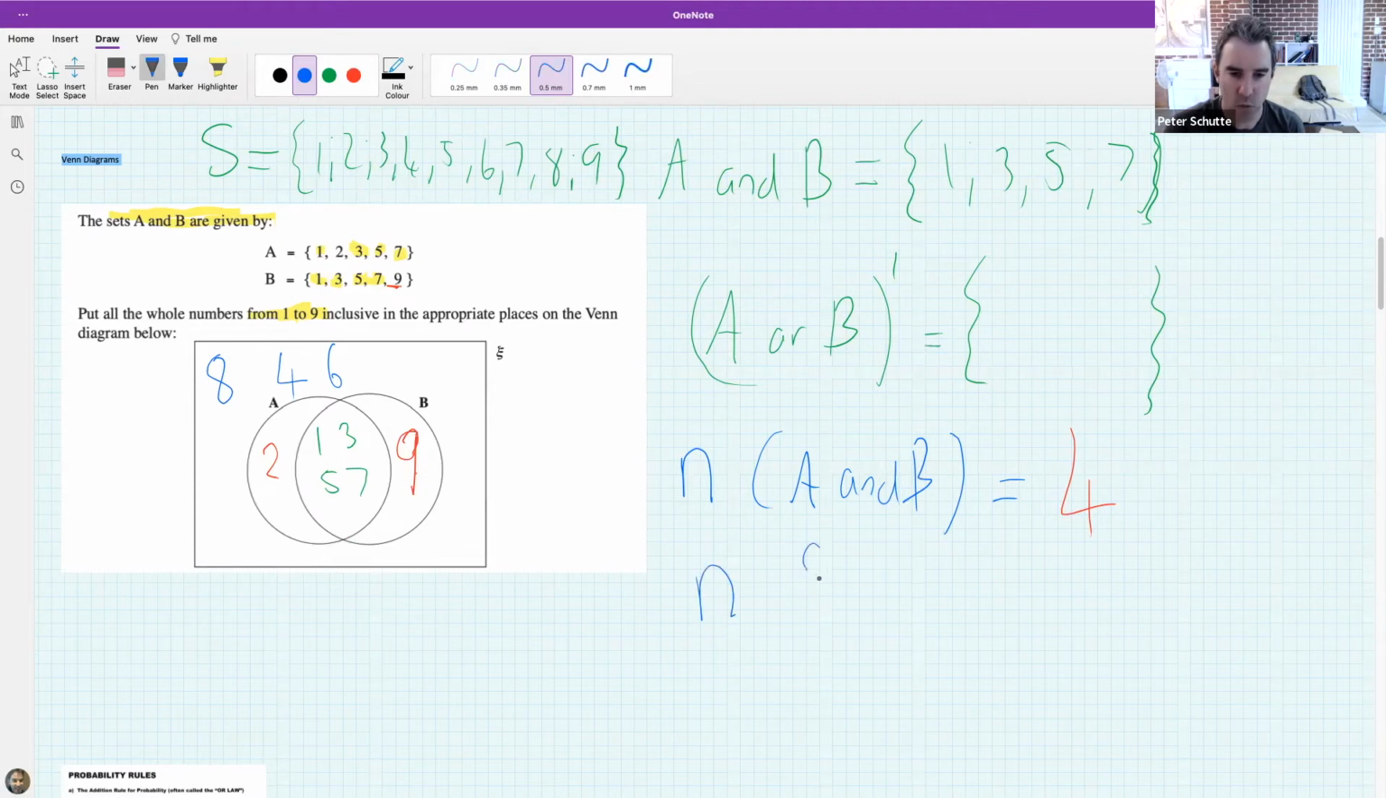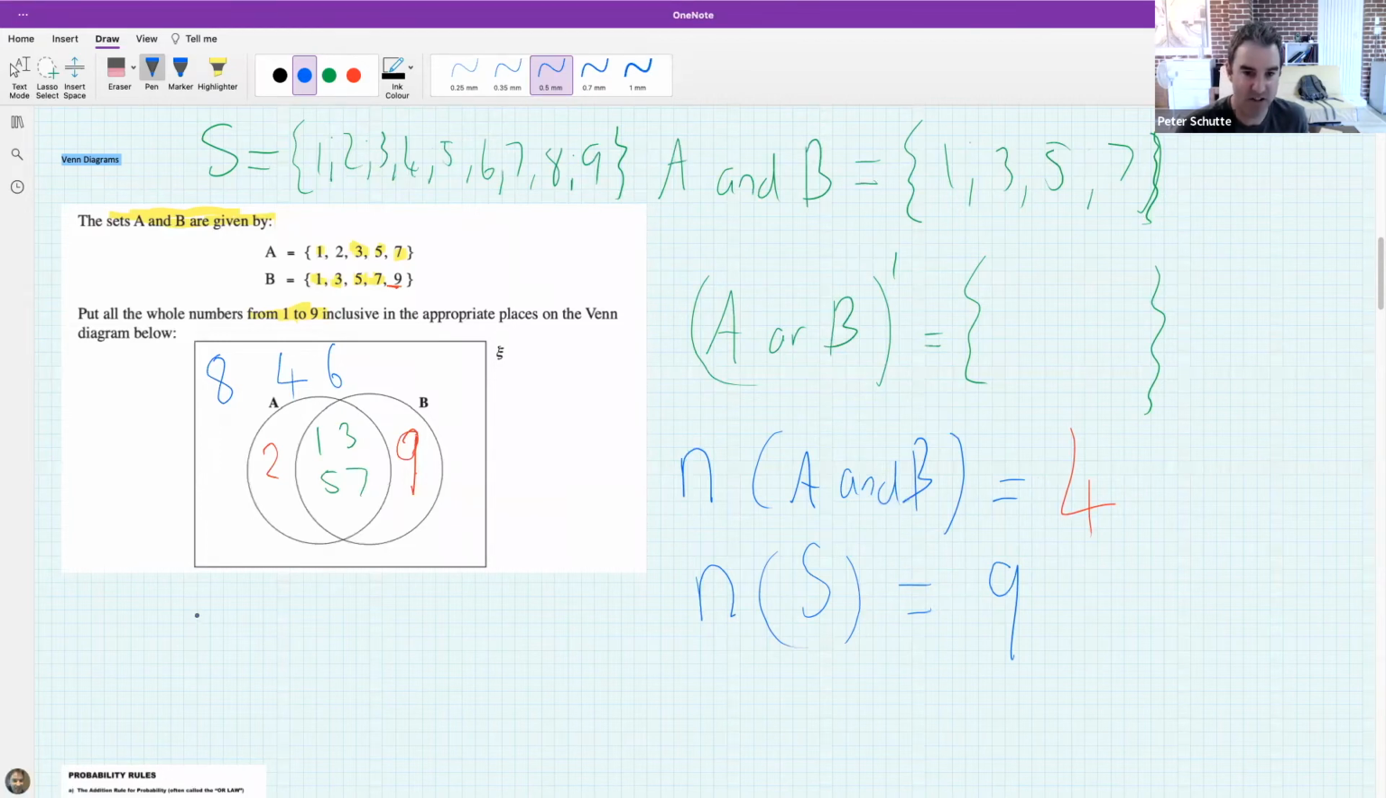What if I said to you, what is the n of S? What's that going to be? What's the n of S? Well, the S is the sample space, and there are 9 items. Okay. I like this. I like where we're going.